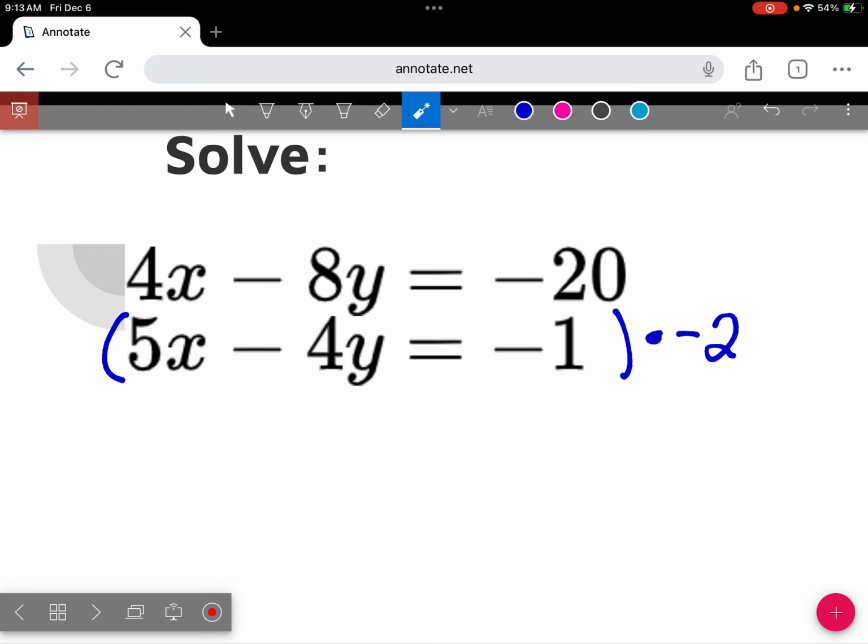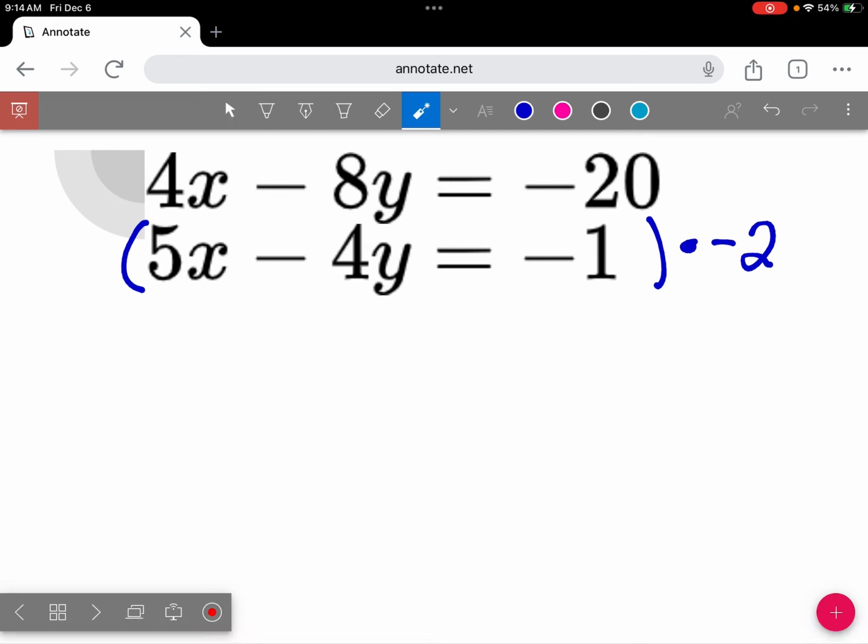I need them to have the same number. And we usually like to do the opposite sign because then we can add and it's way less gross for our signs. You don't have to. You could do subtraction if you want to, but that makes signs super gross. I do not recommend it. So what I'm going to do is take that whole equation, both sides of it, times -2.